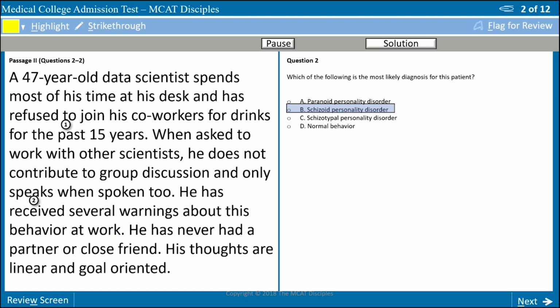He only speaks when spoken to. He received several warnings about his behavior at work. More examples of social detachment, as well as significant impairment. He has never had a partner or close friend. The code switch for that is: okay, social detachment, as well as potentially no interest in sexual activity. And his thoughts are linear and goal-oriented, aka he's not having any psychotic features. This is schizoid personality disorder.